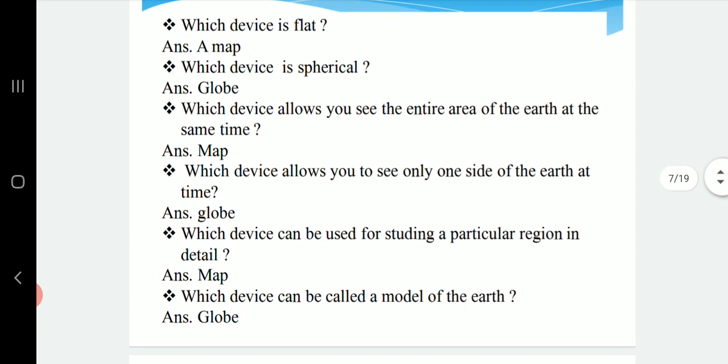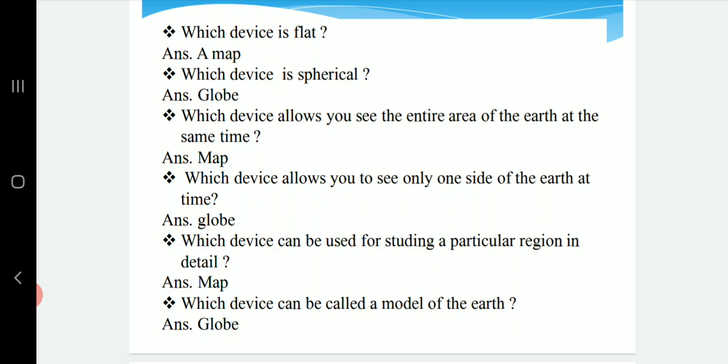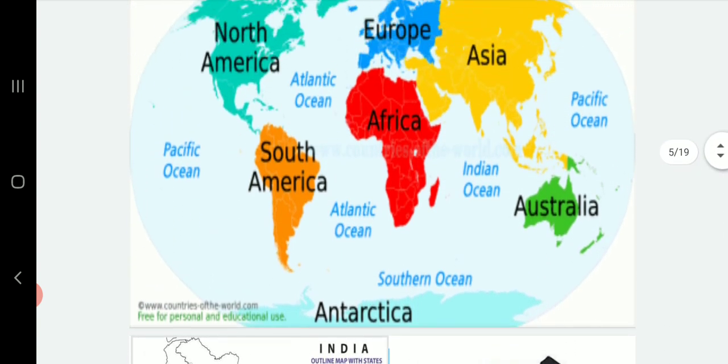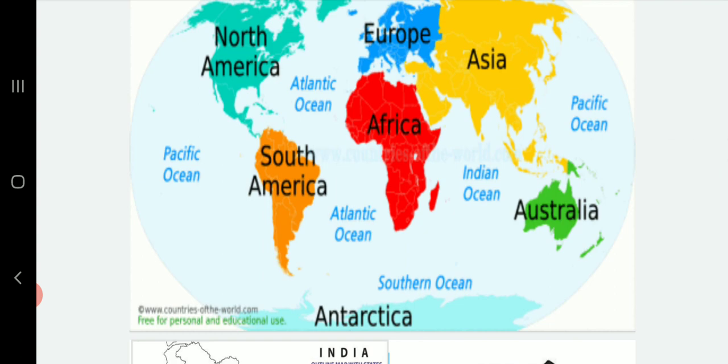Which device can be used for studying a particular region in detail? By seeing a map, we can get detailed knowledge. For example, if we want to learn about only the India map, or the roads and streets, or otherwise we have to learn about the rain and the climatic conditions, we can use a particular map to see it. So the map gives us detailed knowledge of any particular thing, okay? The answer is map, okay?